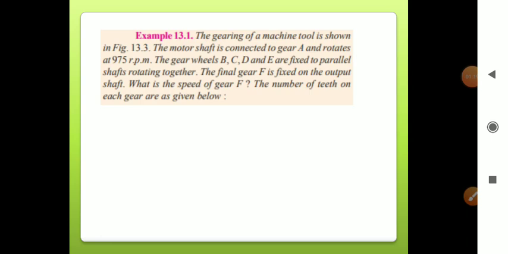The number of teeth on each gear are given as follows. See here, the gears A, B, C, D, E, F, that means a total of 6 gears are there. The number of teeth on gear A is 20, on gear B 50, on gear C 25, on gear D 75, on gear E 26, and on gear F 65.